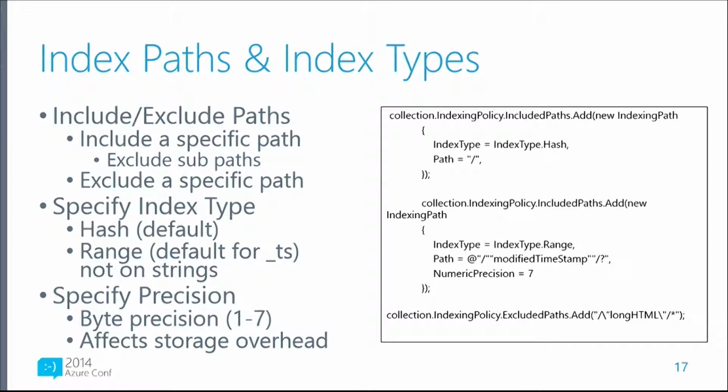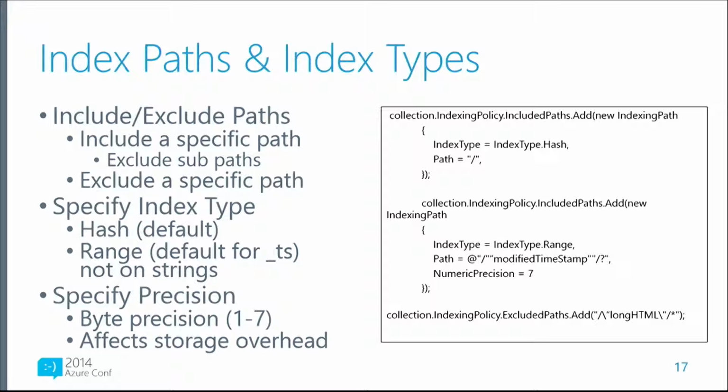So we've got our mode specified, so that's going to specify that we are going to do consistent indexing. We're going to do automatic indexing. What we get to specify now is paths. So effectively, we specify paths, and they get mapped down to documents as we insert documents into the collection. And that allows us to include and exclude portions of documents from the index. So we can include a specific path, we can actually then exclude sub-path portions of that included path, or we can exclude specific paths.